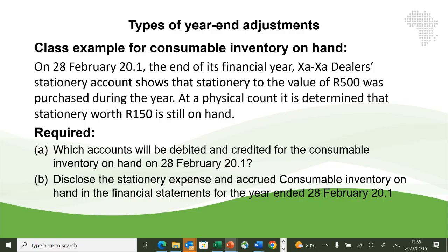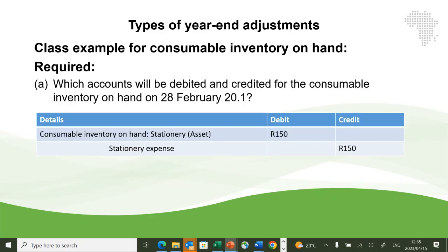What is required of us here? At the end of the year, they are requiring us to indicate which account will be debited and credited for consumable inventory on hand on the 28th February 20.1. And number two, you have to disclose the stationery expense and the consumable inventory on hand in the financial statements for the year ended 28 February 20.1. So let me show you then.